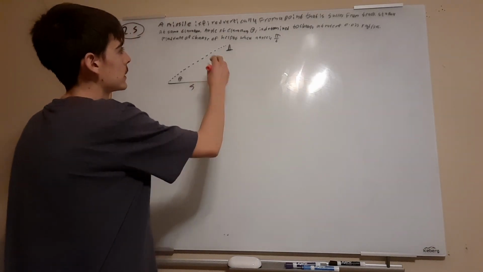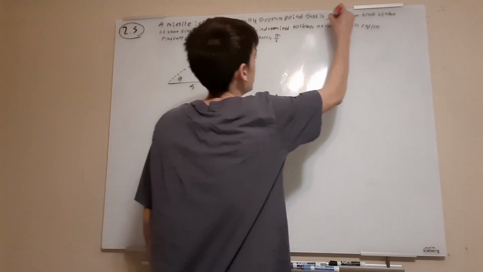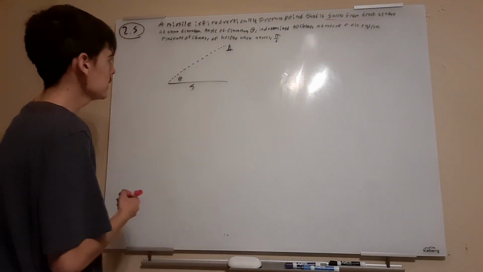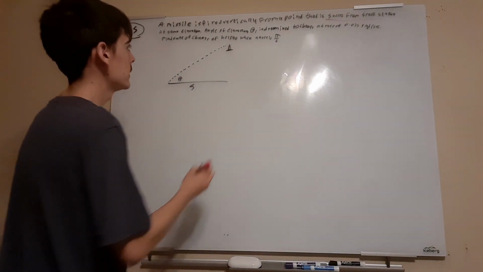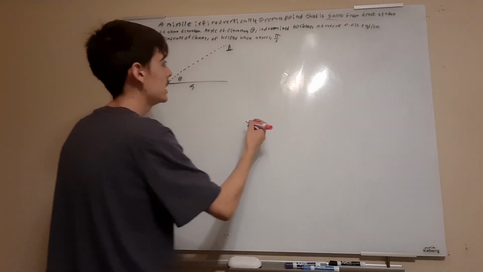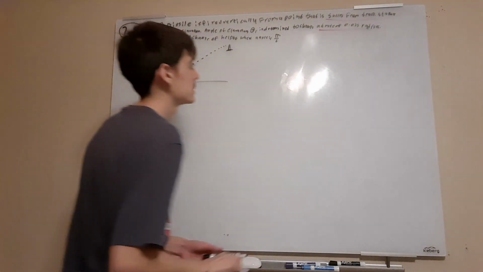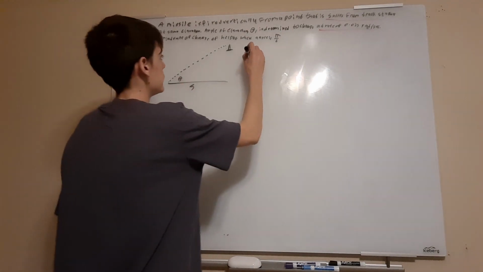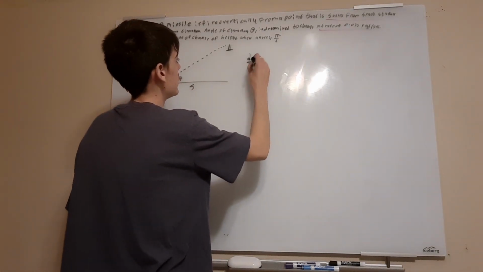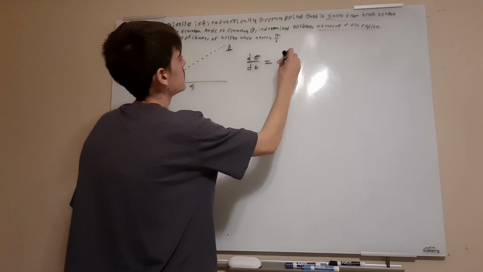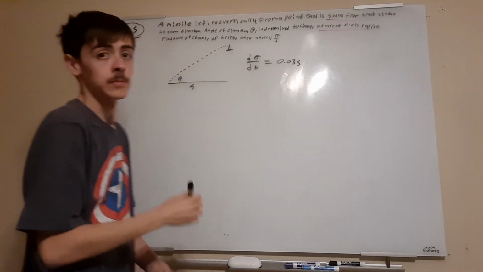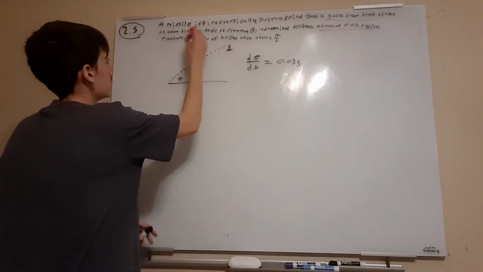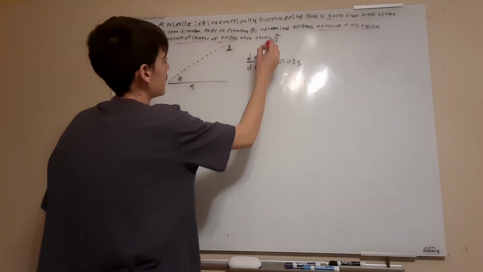So it says missiles fired vertically from a point that's 5 miles from the tracking station. And that's actually given to us in the picture. The angle of elevation, theta, is determined to change at a rate of 0.035 radians per second. So we're told the rate of change of theta, so that's d theta dt. We're told that equals 0.035. And now we want to find the rate of change of the height.